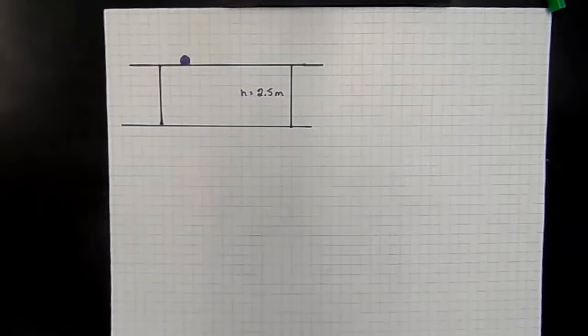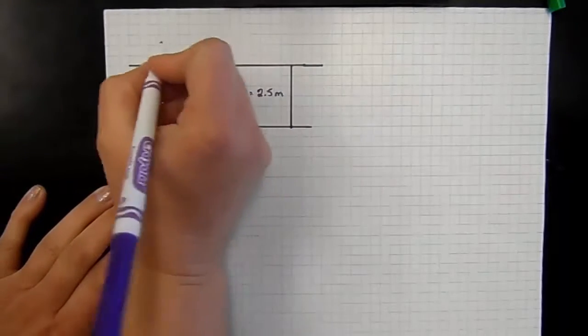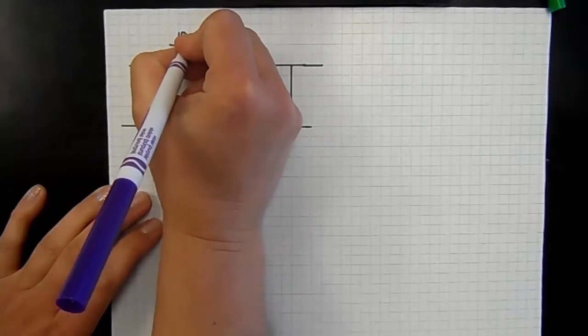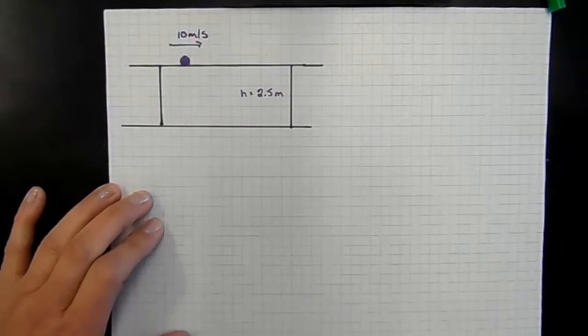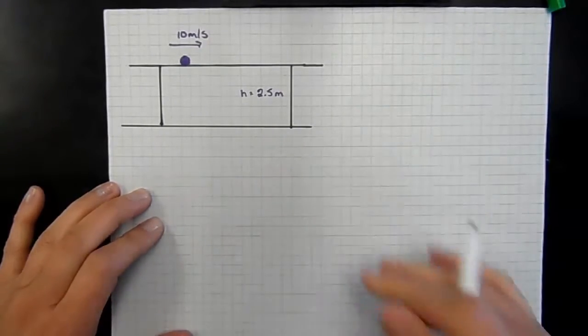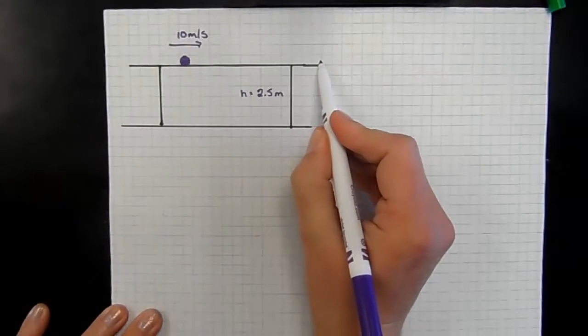So let's start with a ball rolling off of a table. And we're going to assume that it's frictionless for right now. And this ball is going to be rolling with a velocity of, I don't know, 10 meters per second. And our table is 2.5 meters tall. It's a really tall table. So the ball is rolling across this table.